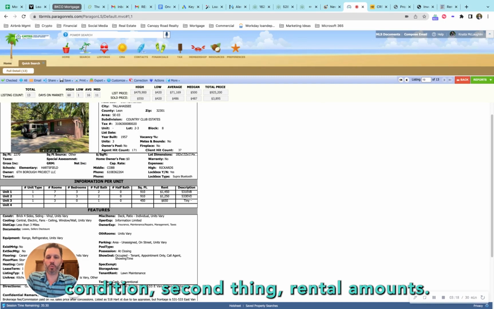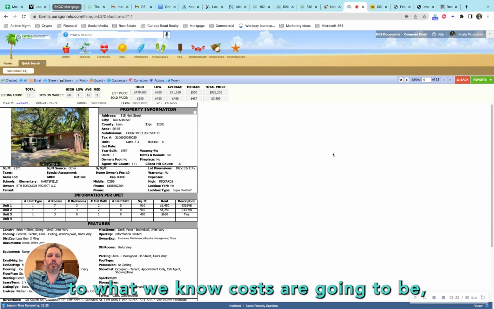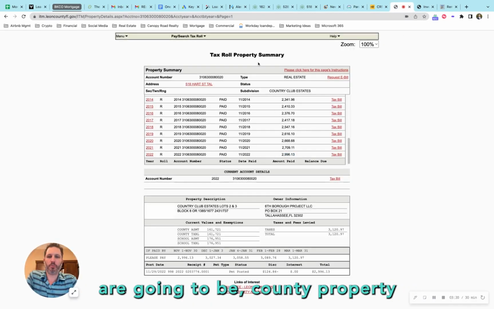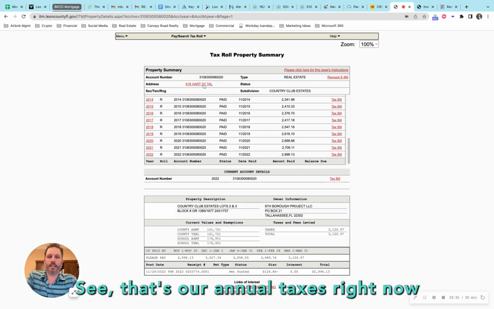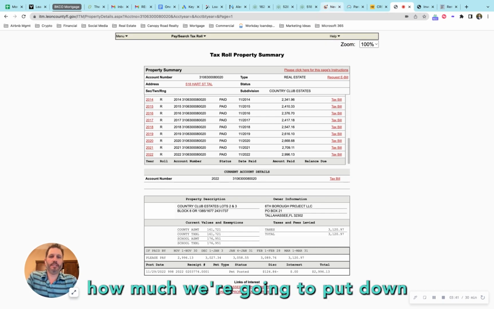Second thing, rental amounts. We're going to take this at face value, and then we're going to compare it to what we know costs are going to be, which would, first off, we want to know what property taxes are going to be. County property appraiser, the tax roll summary, see that our annual taxes right now for this unit is over $3,000 a year. We also want to take into account how much we're going to put down.